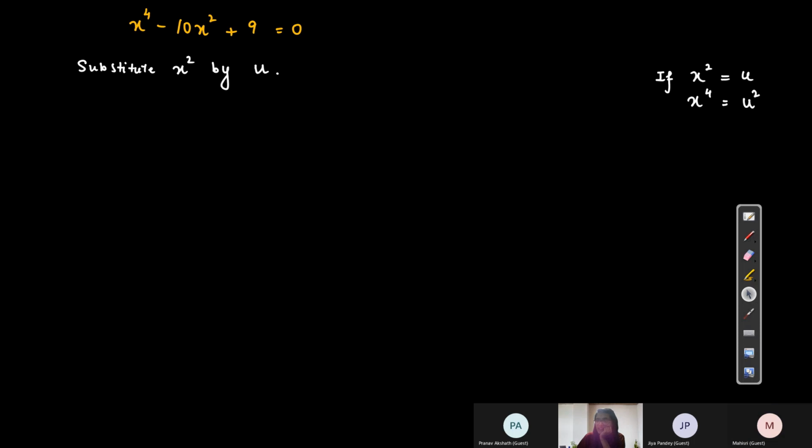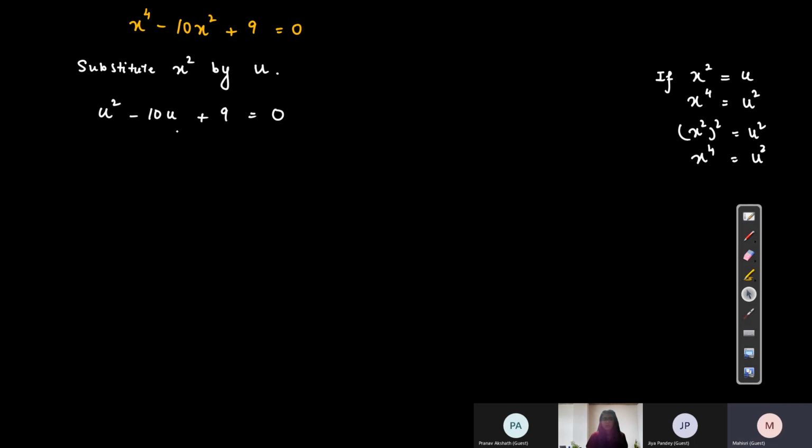U squared, exactly. So basically what we did was square x squared. We took the square on both sides. So the square of x squared becomes x raised to 4 and the square of u becomes u squared. The reason I asked this is because we have x raised to 4 here and we are substituting x squared by u. So x raised to 4 will become u squared, then minus 10, and in place of x squared we are writing u, plus 9 equals 0.